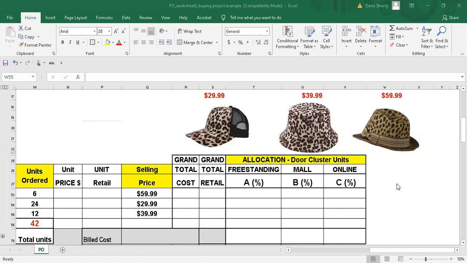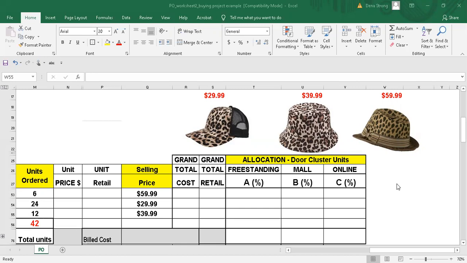If you're a small organization, or if you're the buyer and the owner of the store locations, you will be responsible for allocating the merchandise. Let's just say you're a small boutique store that has 3 locations. You'll be responsible for allocating the merchandise.